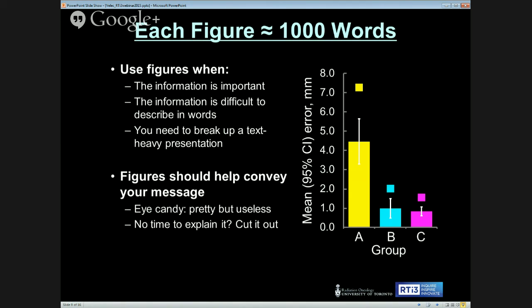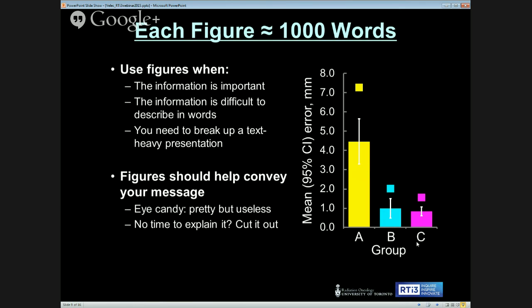Figures. So we've all heard the term "a picture is worth 1,000 words," and I think it's extremely true and applicable to presentations. So we don't want to use figures unnecessarily. So save them for when the information you need to convey is, first of all, important and is difficult to describe in words. So here's an example of a graph I have on the right.